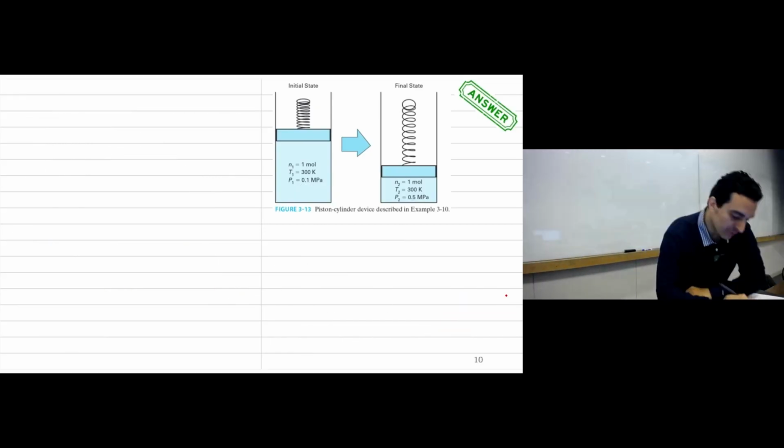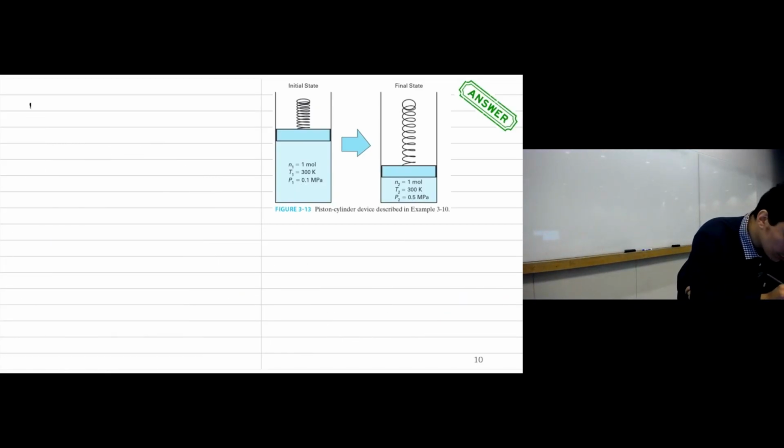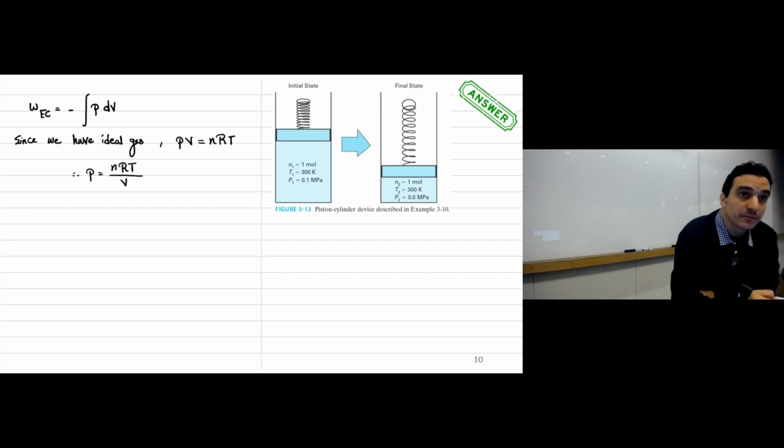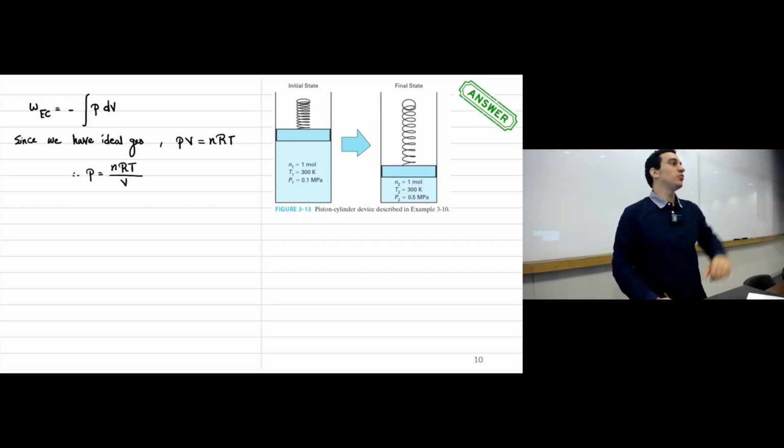So what we have here: work of expansion contraction equals negative integration of P dV. Since we have an ideal gas, this means PV equals nRT. So this means pressure is nRT over V. And this is the relationship between pressure and volume.